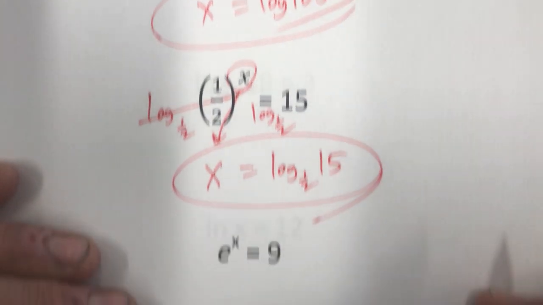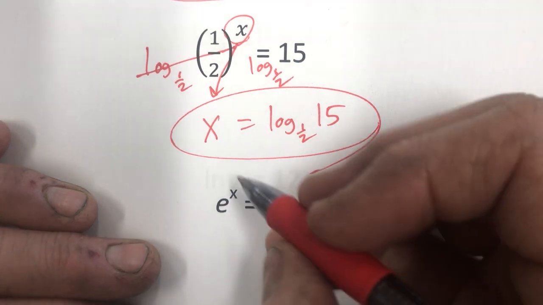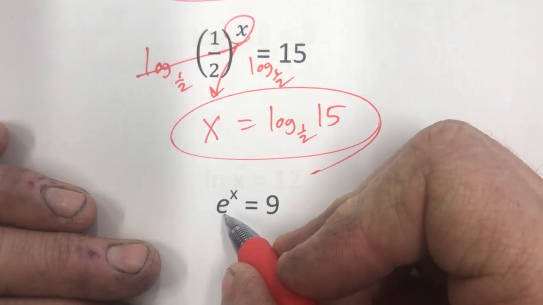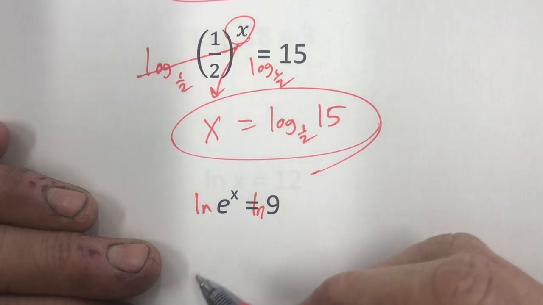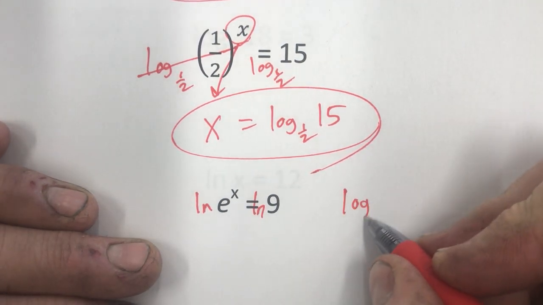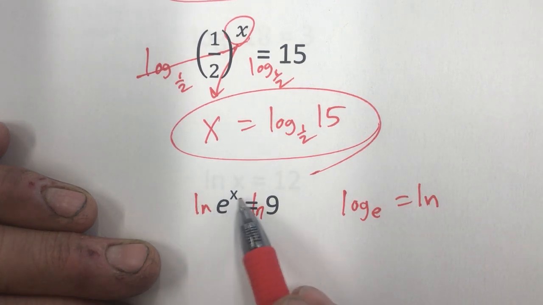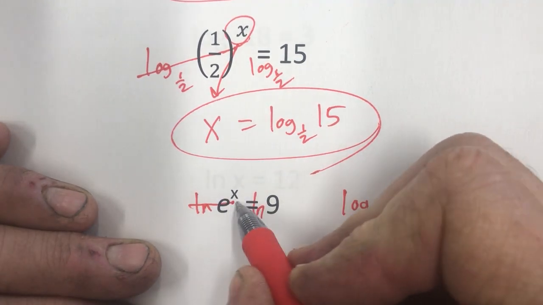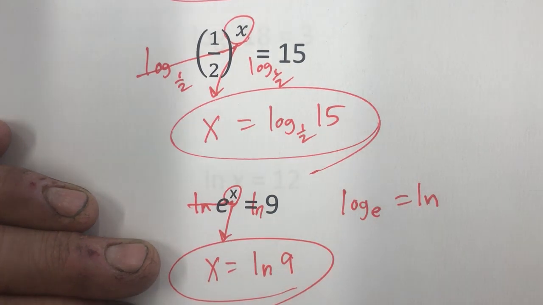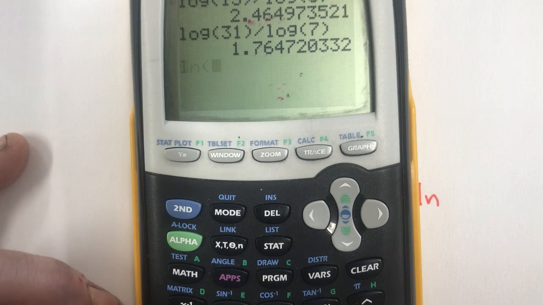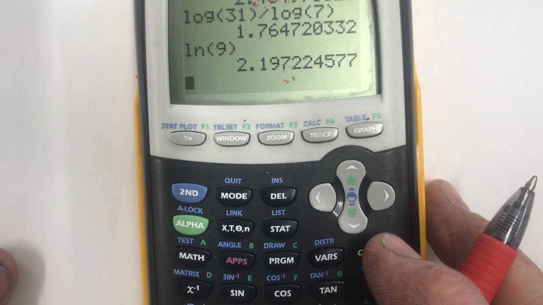Okay? And then one last one. What if I have e to the x power equals 9? Well, I need to do a log of base e, which is a natural log. Remember, log base e is natural log. So I just do the natural log both sides, which these cancel now, and I have x equals natural log of 9. And if I punch that in, ln 9, that's 2.197.